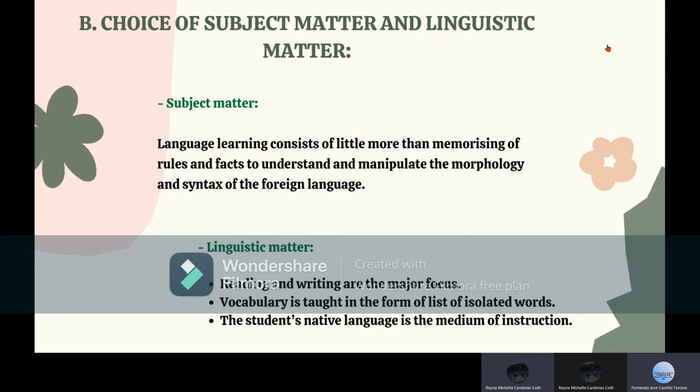The choice of subject matter and linguistic matter. Subject matter: language learning consists of little more than memorizing of rules and facts to understand and manipulate the morphology and syntax of the foreign language. On the other hand, the linguistic matter: reading and writing are the major focus, and vocabulary is taught in the form of lists of isolated words, and the students' native language is the medium of the instruction.